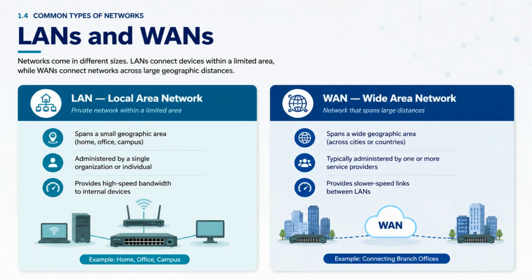LAN and WAN is a foundational pair of terms they will use constantly. LAN, small geographic area, one organization, high speed. WAN, large geographic area, usually a service provider involved, slower links connecting LANs together. Ask, is our campus network a LAN or a WAN? Then ask, what connects our campus to the outside internet?